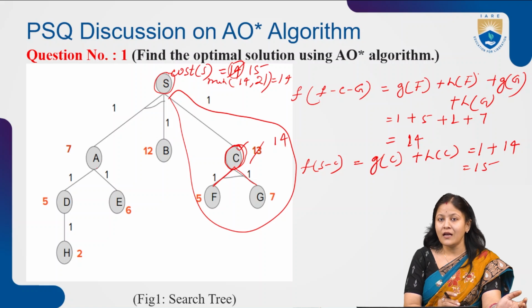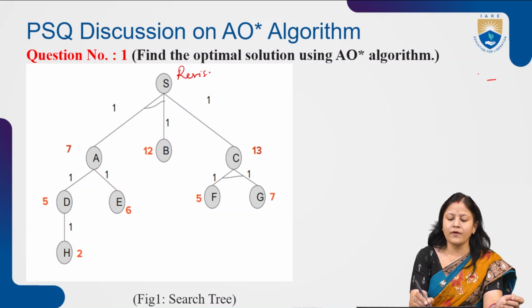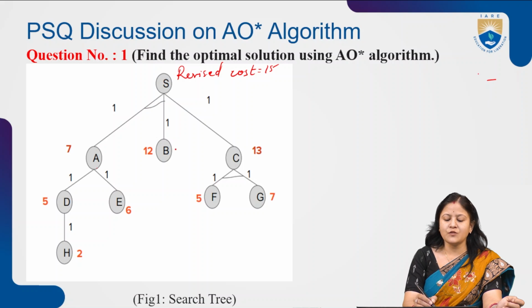Now we'll search the left side part. Okay, so what is the cost? The previous value, the cost of F of S, was 14. Now the revised cost of S becomes 15. Previously it was 14. Now we'll explore from this: A and B we have already explored. Now we'll explore A. So how do we find the cost of A? Already the heuristic cost is given as 7.